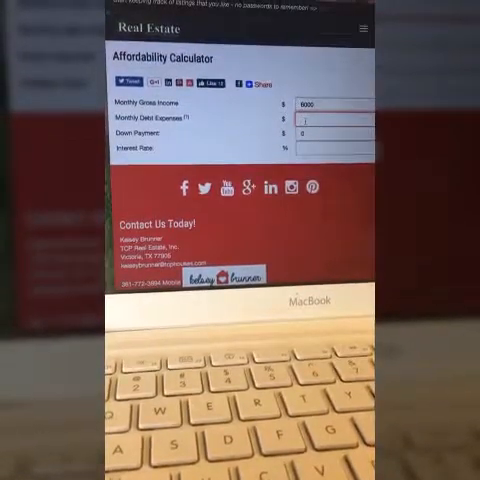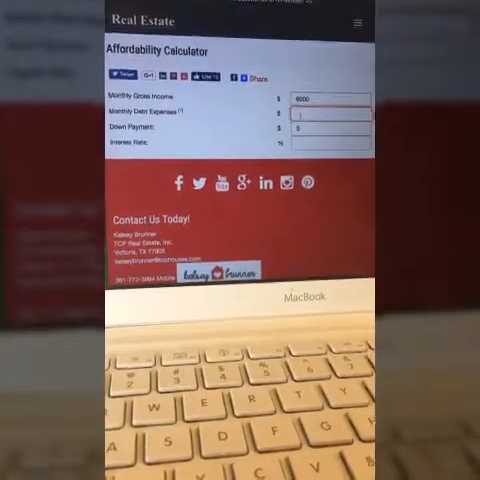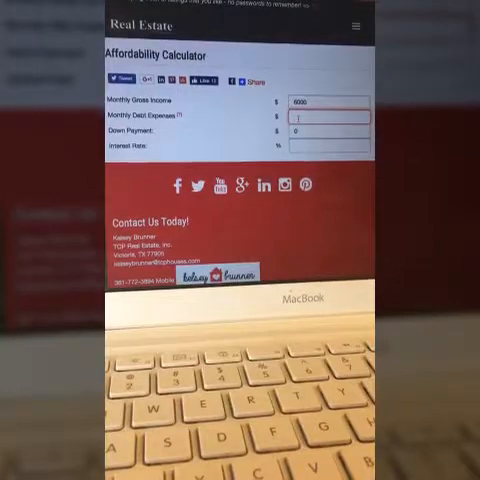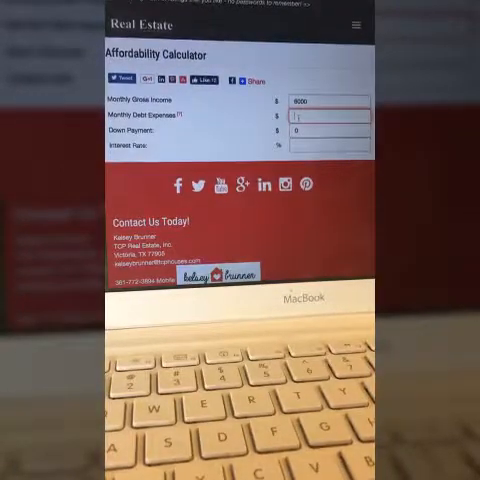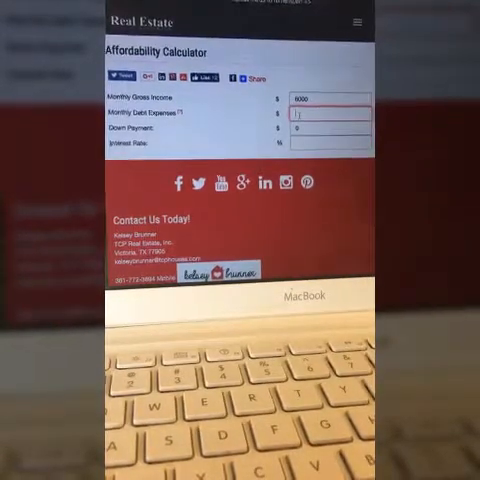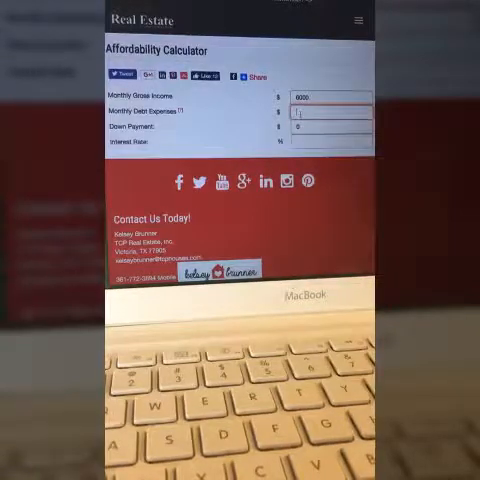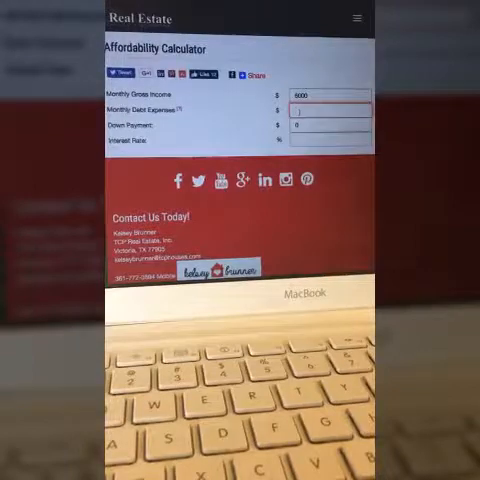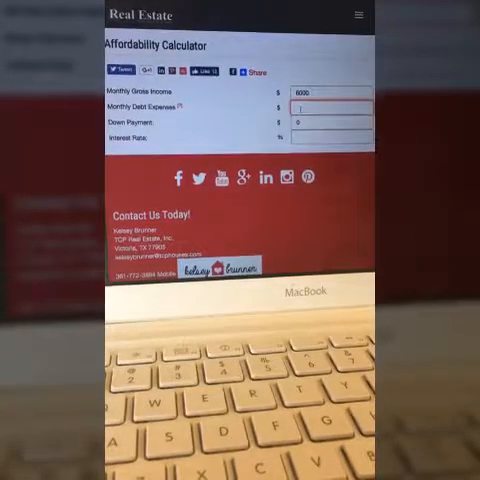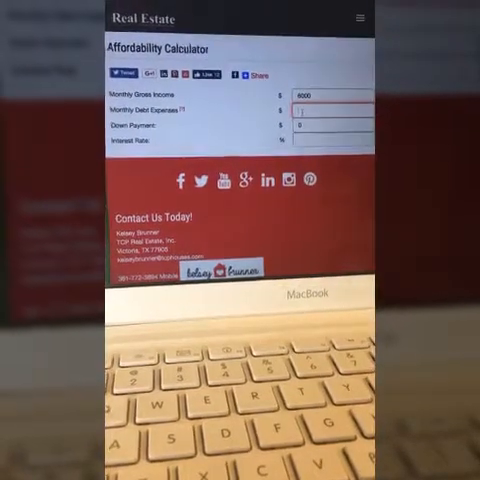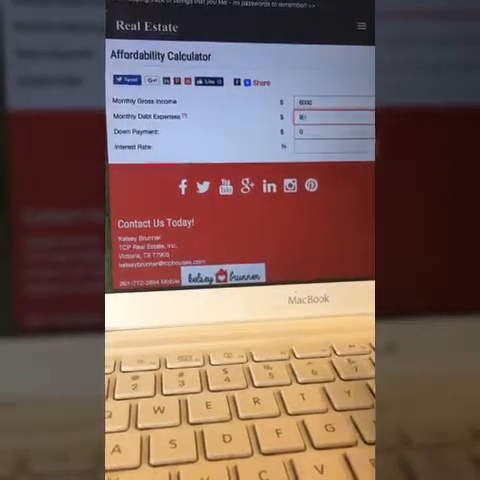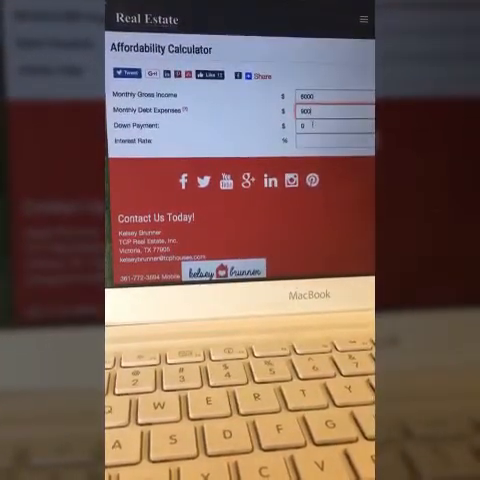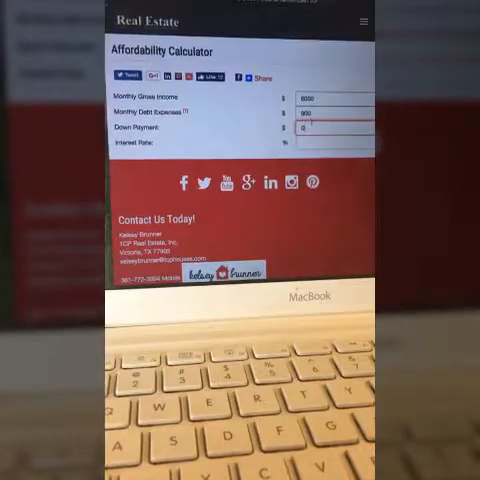Then under monthly debt expenses, you're going to add up what you pay each month on things like credit card bills, car payments, child support, alimony, student loans maybe. Things that you're not going to include in this number are electricity, water, cable, any kind of utility bill, internet. Those don't count. So I'm going to use $900 as an example. Maybe you have a car payment and a few credit card bills, $900.